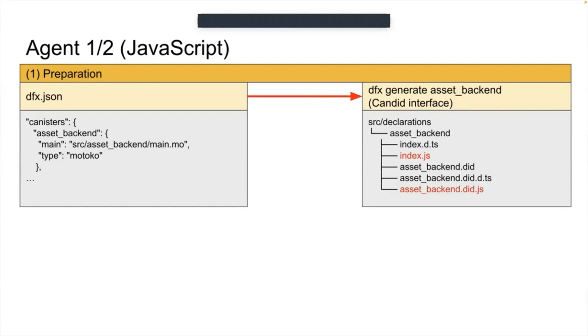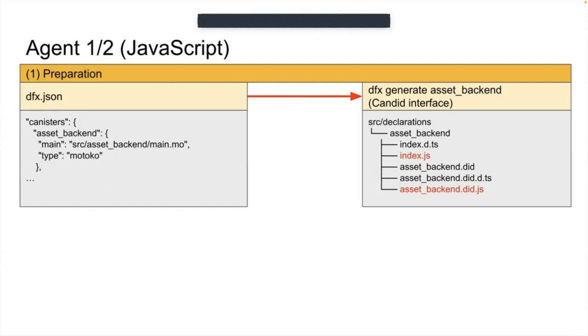For our final example, we need those files that end in JS because our frontend is written in vanilla JS. You can see them marked in red. That means that for our final example, the most important files in this folder are index.js and asset_backend.did.js. If you make changes to the corresponding Motoko canister, you can repeat this process as often as you have changes. I would like to mention a second way to generate these files. In the package.json file of the dfx project, a run command is predefined. You can also use npm run generate to generate these files.